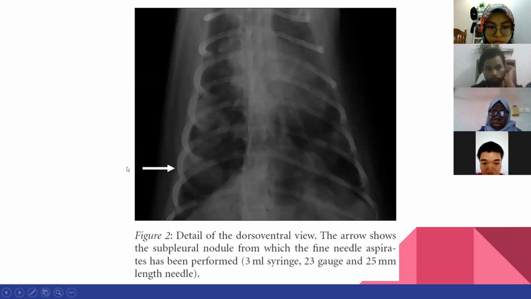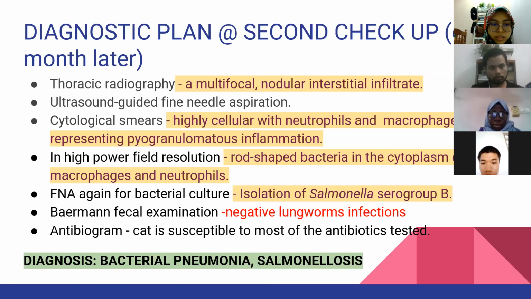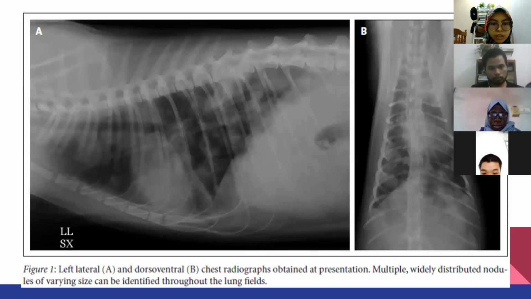The arrow shown here is the subpleural nodule from which the FNA was performed. It was taken two times. The first one is for checking of the cytological smear, and then the second FNA was done for the isolation of the Salmonella serogroup B.